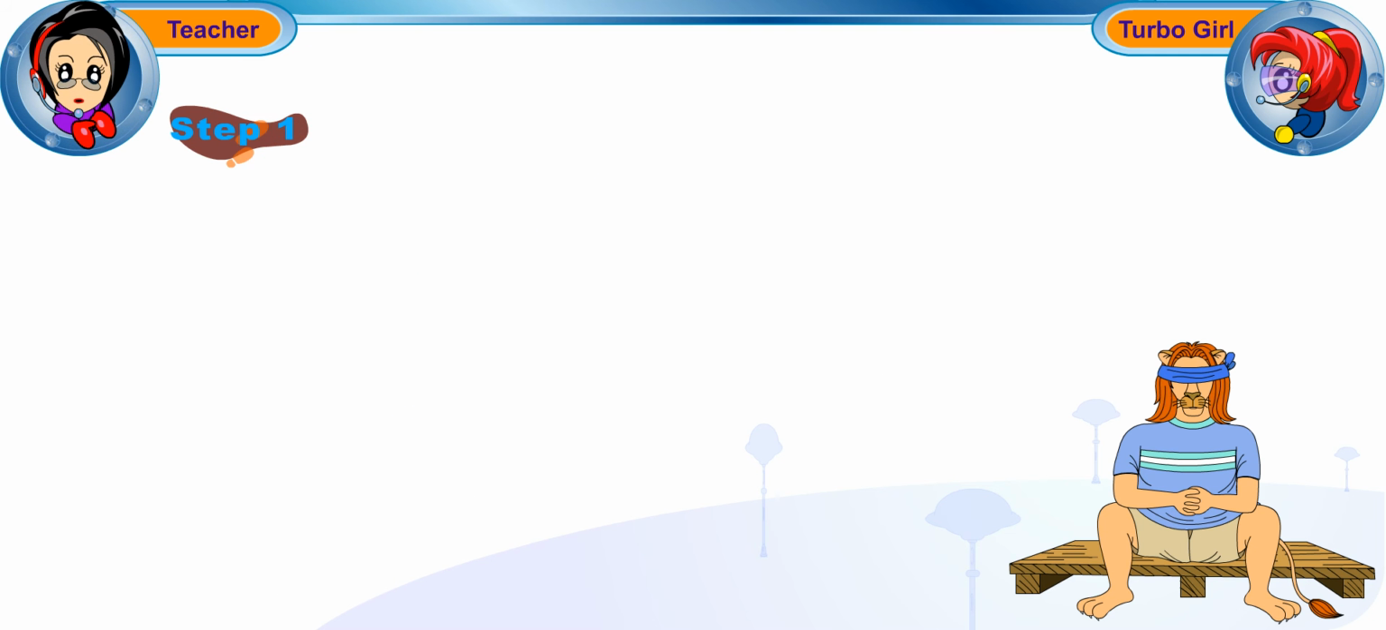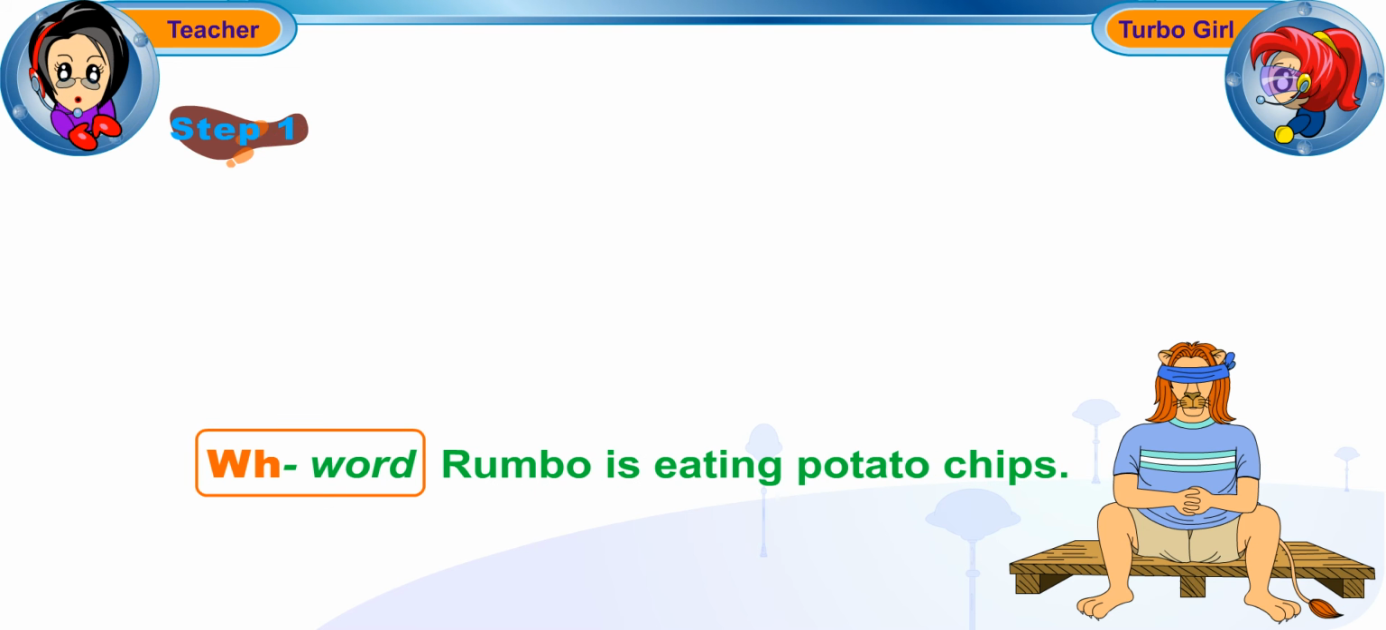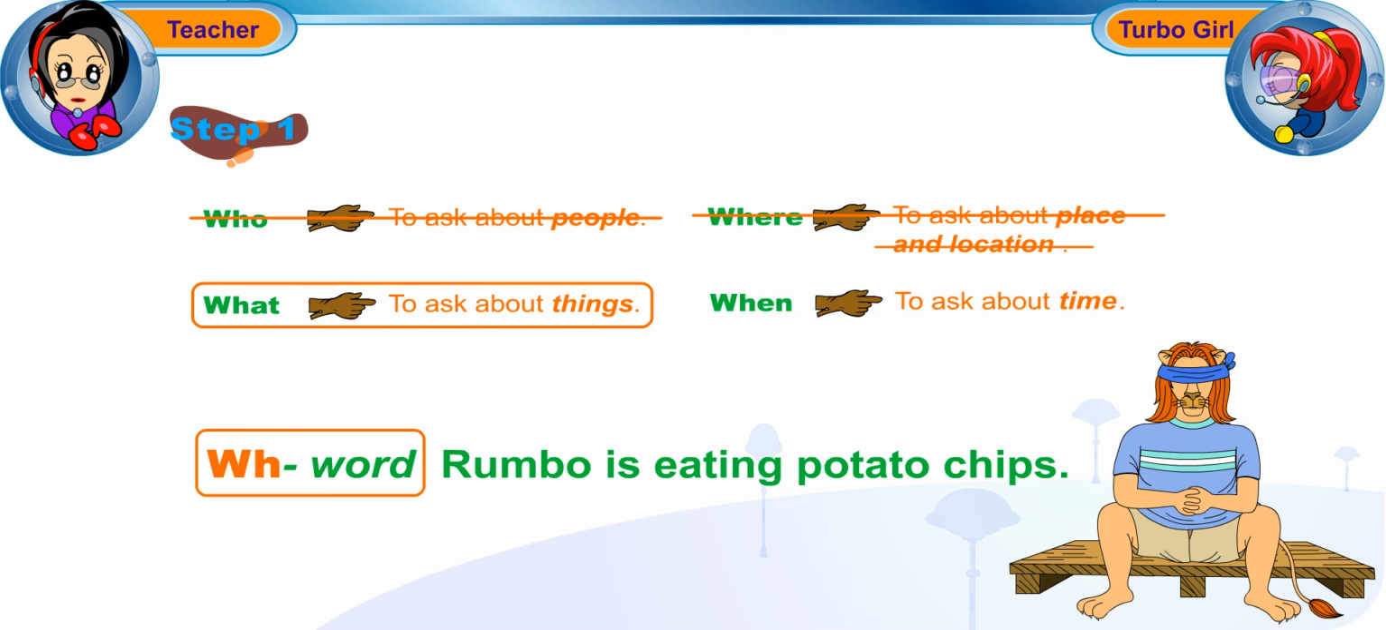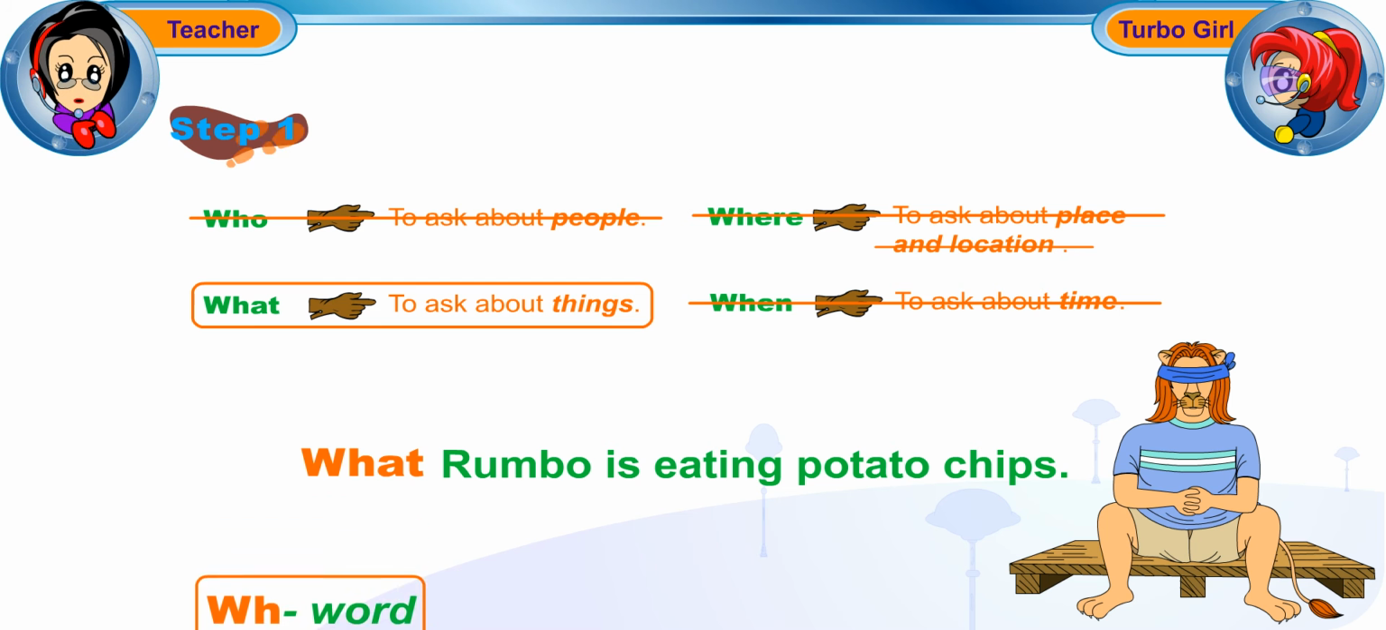Step 1. Add the correct WH word at the beginning of the question. Since Leo wants to find out about something and not about people, place, or time, he should use the WH word what. So we have, what Rambo is eating potato chips.